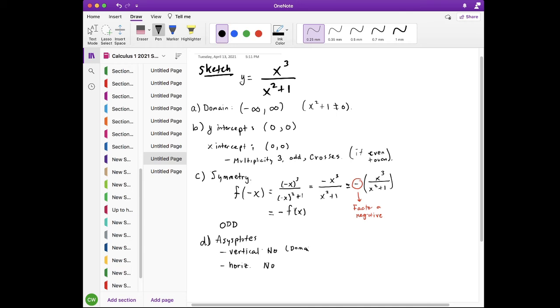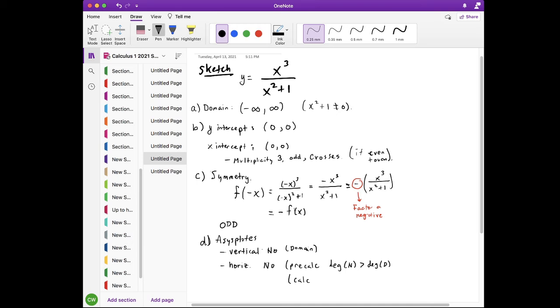And then why no horizontal? For this one, you can give me 2 reasons. I don't mind a pre-calc reason for this one. Good, yeah, that's the pre-calc version. The degree of the numerator is bigger than the degree of the denominator. Do you remember how to determine this using the pre-calc version? Or the calc version?